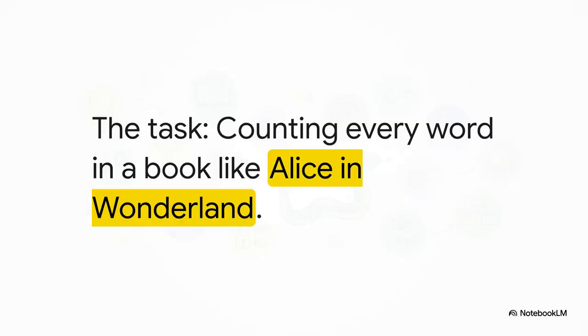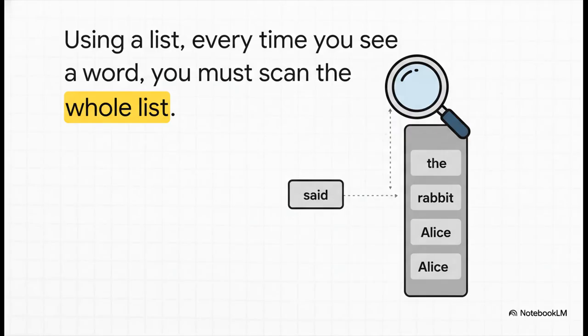So to make this real, let's imagine a really simple task. We want to count how many times each unique word shows up in a big text file. Let's say the entire book of Alice in Wonderland. Seems straightforward enough, right? Now, if you're just starting out, your first instinct is probably to use a simple list.